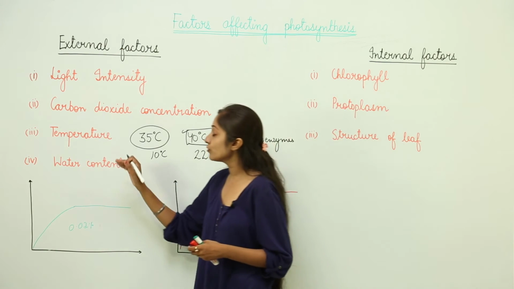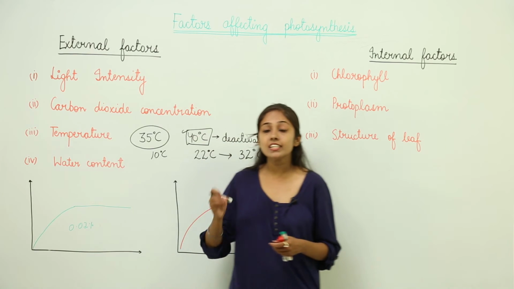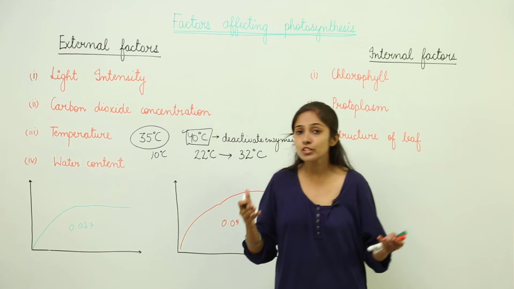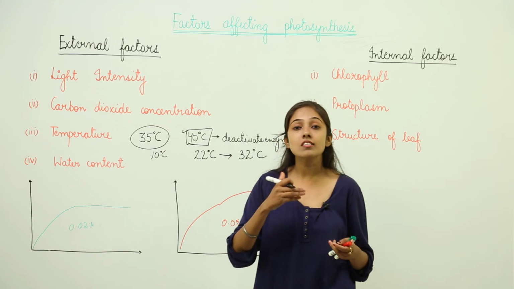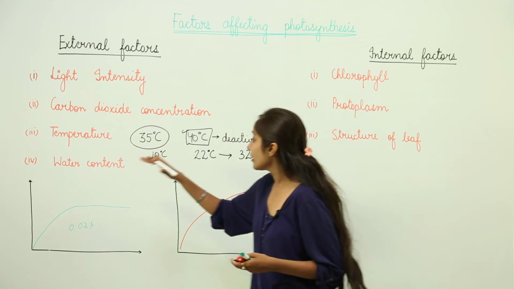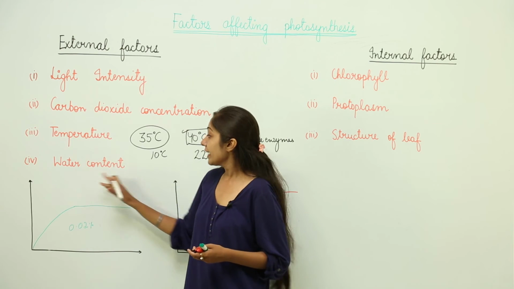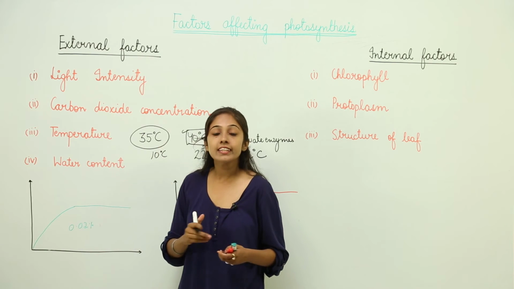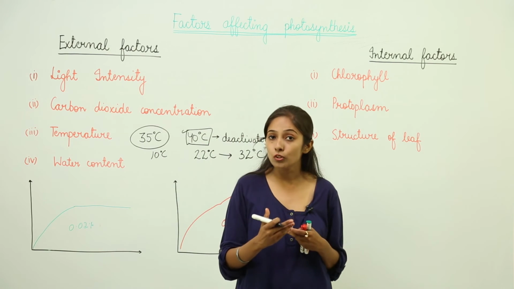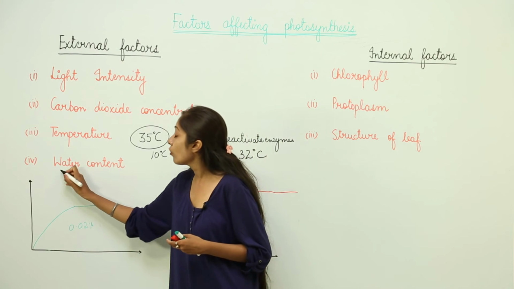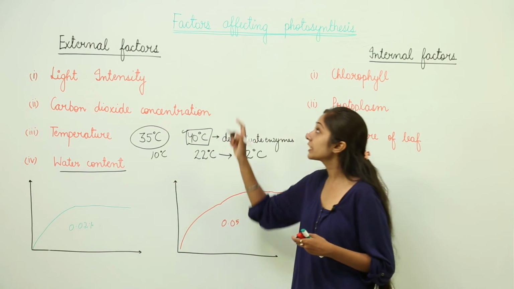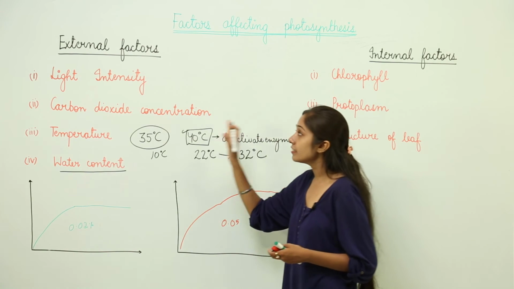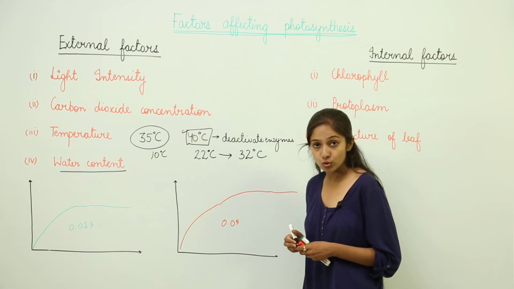Then let us talk about the water content. If the water content is reduced, say for example, there is no absorption of water, there is no availability of water in the soil, or water loss occurs because of transpiration, then what is going to happen in this case? If the water content is low, then the diffusivity will also be low, right. So, lowering the water content means we are going to decrease the rate of photosynthesis. So, this is how the external factors affect the rate of photosynthesis.